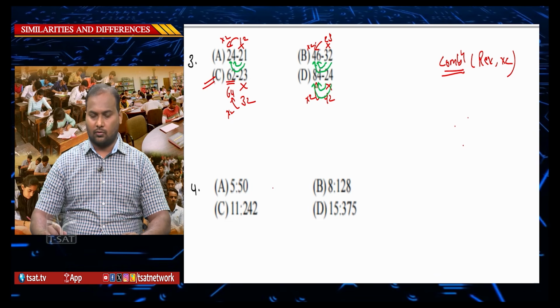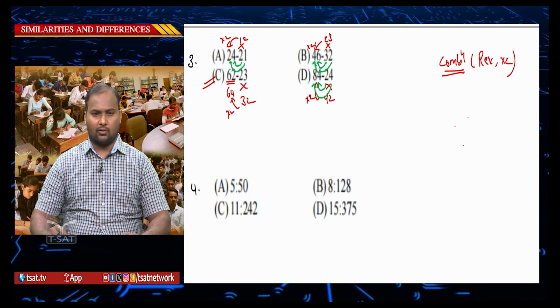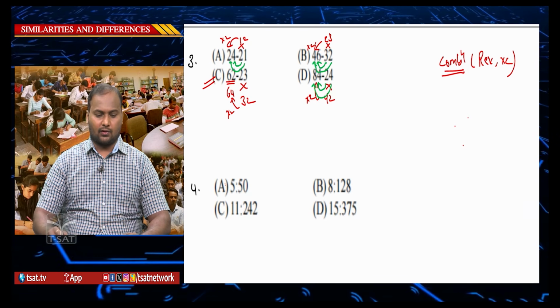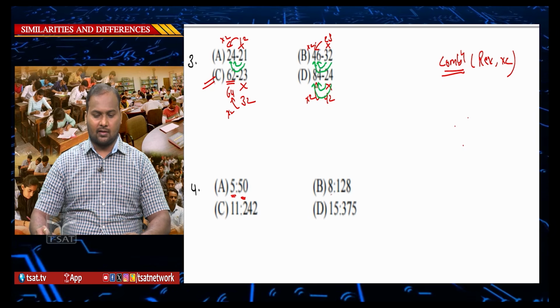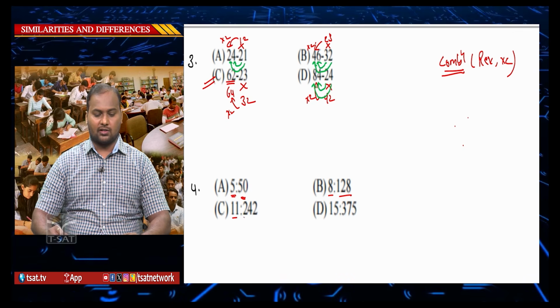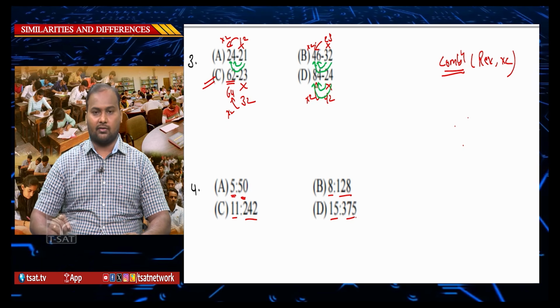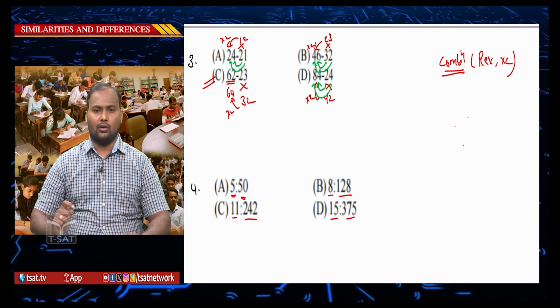See in question number 4, 5 of 50, 8 128, 11 242, 15 375. See what is the logic, first you need to think. Here, 5 is a small number, 50 is a big number. Yes or no? In the same way 8 is a small number and 128 is a big number. 11 is a small number and 242 is a big number. 15 is a small number and 375 is a big number.